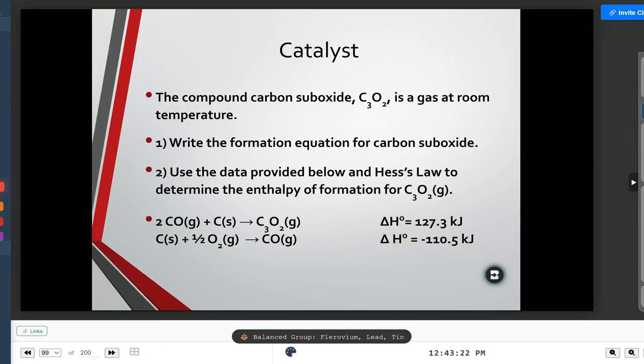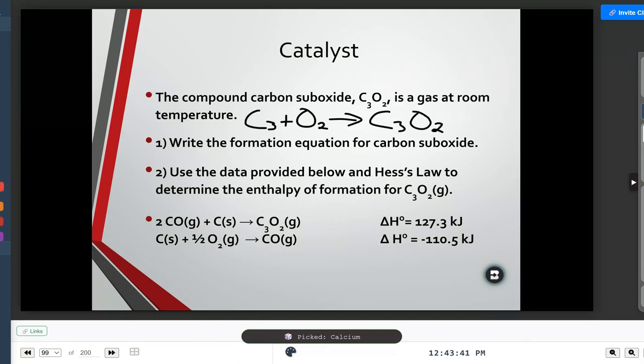All right, our catalyst. Let's go ahead and start with figuring out our formation equation. It's going to go to calcium. What you got? I'll just write down what you say. Okay. Good. So, what about our states of matter?